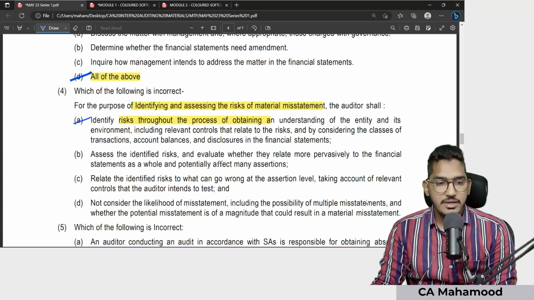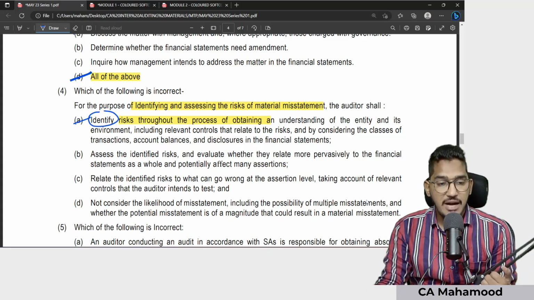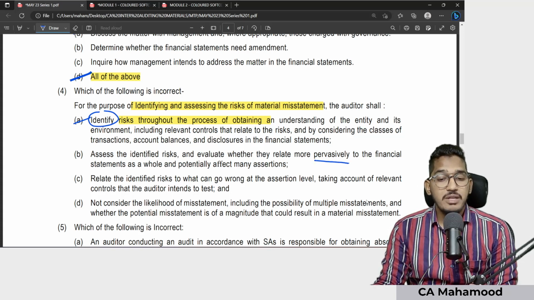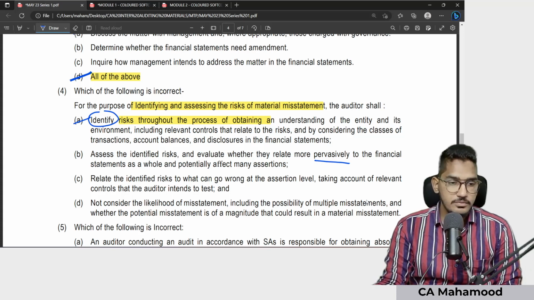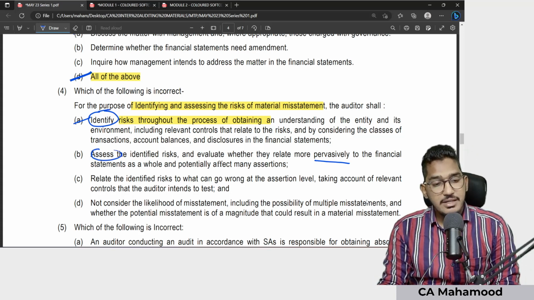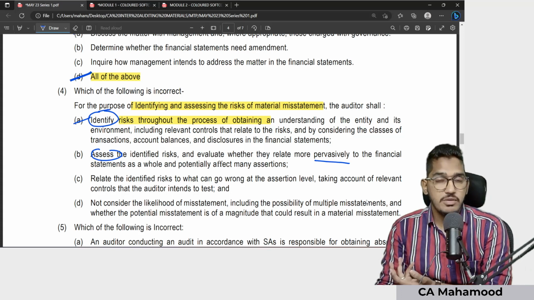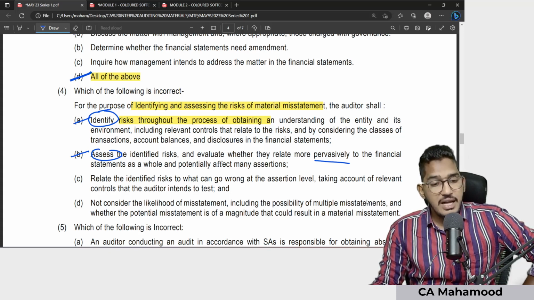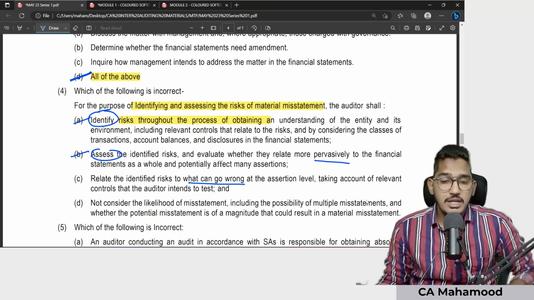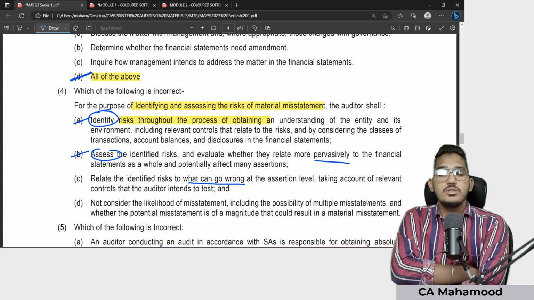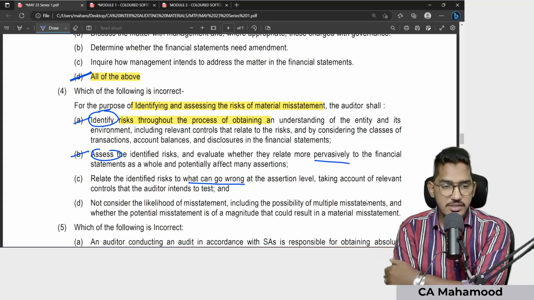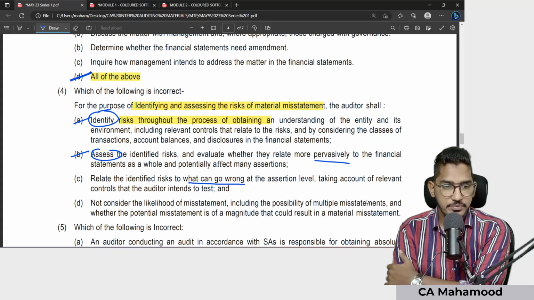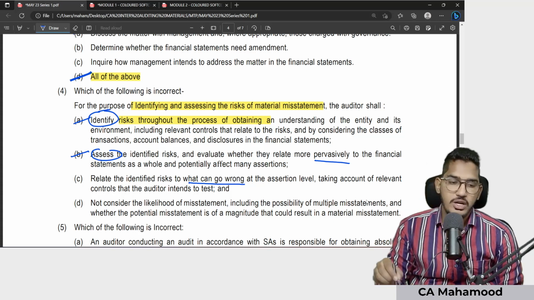Option B, assess the identified risk. That means once you have identified the risk, after that you need to analyze that identified risk and determine which risks are more pervasively related to the financial statements as a whole. First, we will identify the risk. Then we will analyze the risk to determine which risk is a pervasive level risk, which is potentially affecting so many assertions. Yes, this also we will do. Next one: relate the identified risk to what can go wrong at the assertion level, taking account of relevant controls that the auditor intends to test. After you have analyzed the risk, now you need to maintain a what-can-go-wrong attitude, which is more or less related to professional skepticism. So will you maintain that attitude? Yes, this also you are required to do.